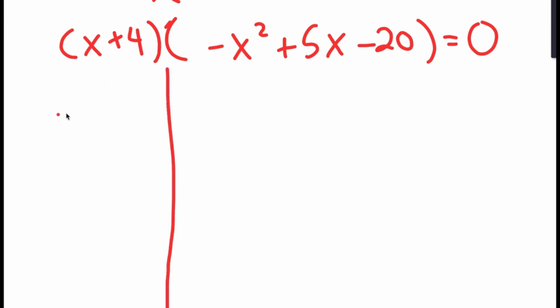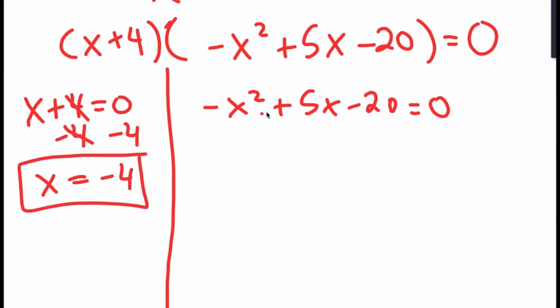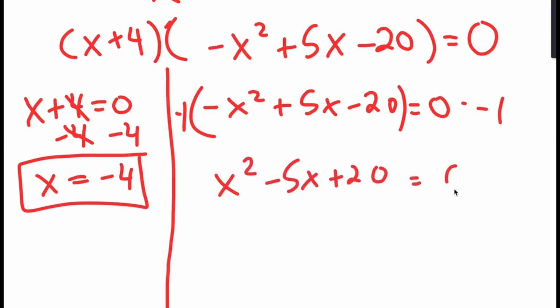So I get two equations from this. I get x plus 4 equals 0, and negative x squared plus 5x minus 20 is equal to 0. So first, for x plus 4 equals 0, all we have to do is subtract 4 on both sides, and we get x is equal to negative 4. Now, for negative x squared plus 5x minus 20 equals 0, well, first off, we have a negative sign in front of x squared, so I'm actually going to get rid of that by multiplying both sides by -1. So I get x squared minus 5x plus 20 is equal to 0.